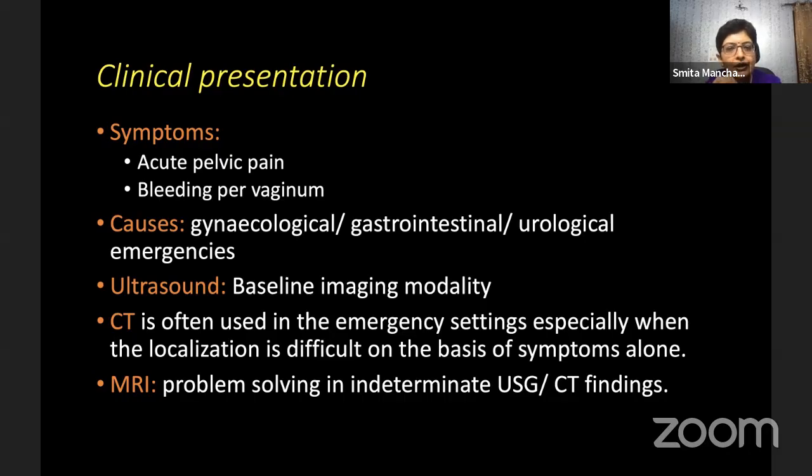The baseline imaging modality, as all of us know, would be ultrasound, whether it is transabdominal, TVS or TRUS. CT is often used in emergency settings, especially when the localization is difficult on the basis of symptoms alone. MR is problem solving in indeterminate ultrasound or CT findings.